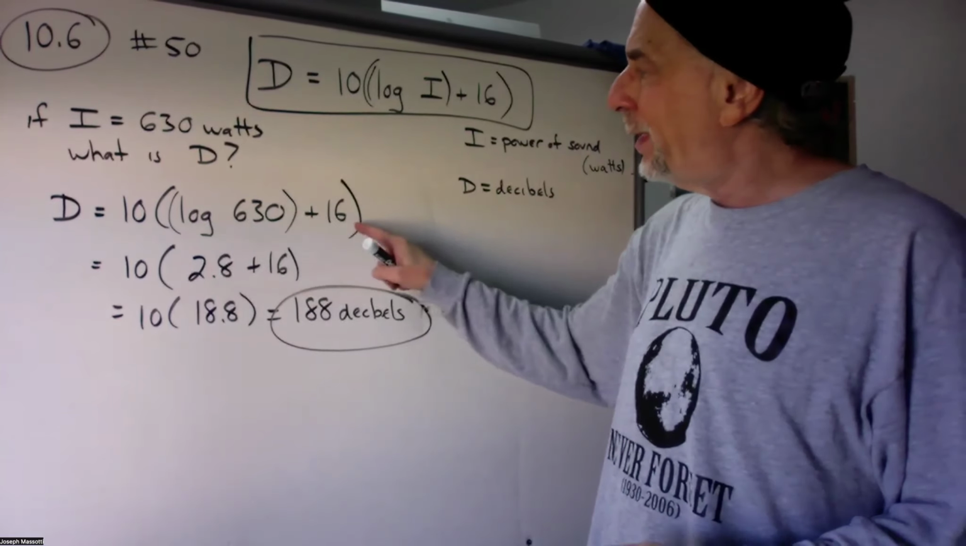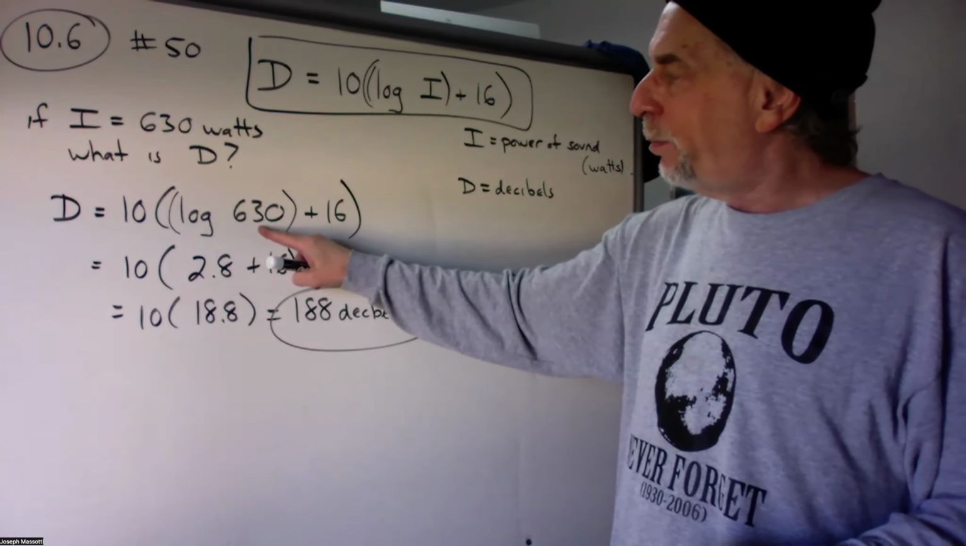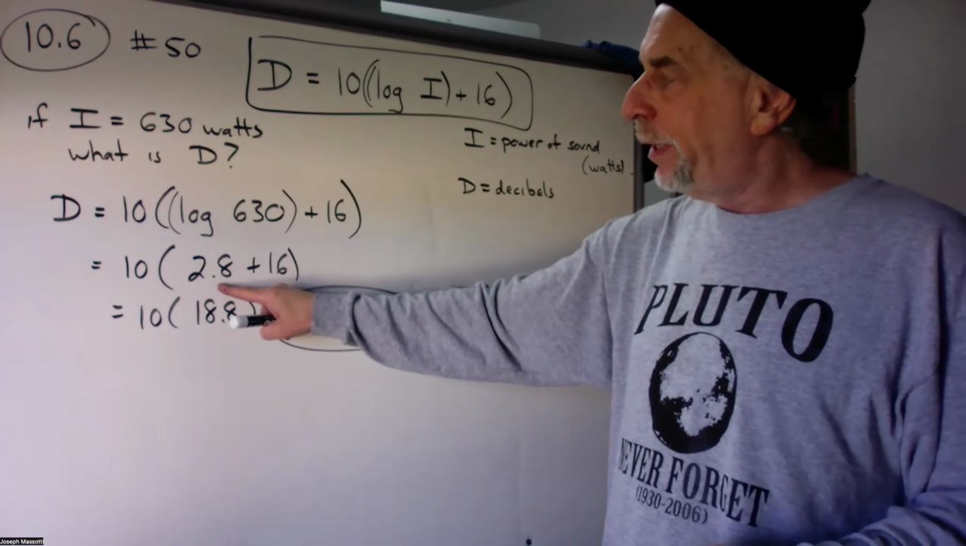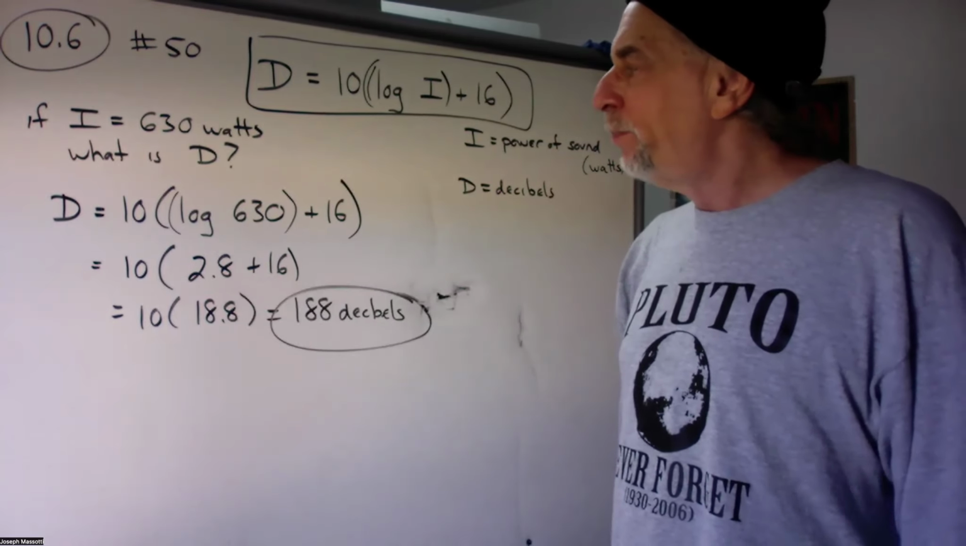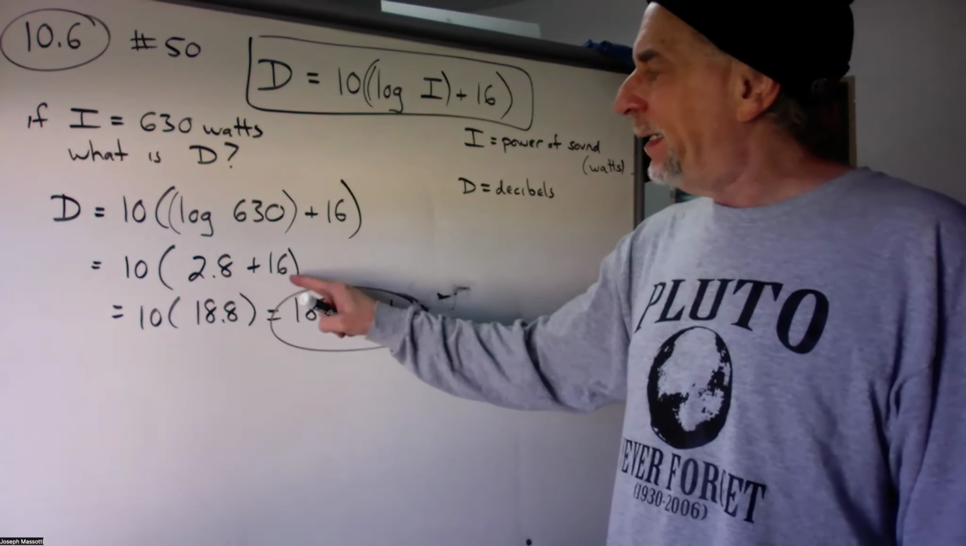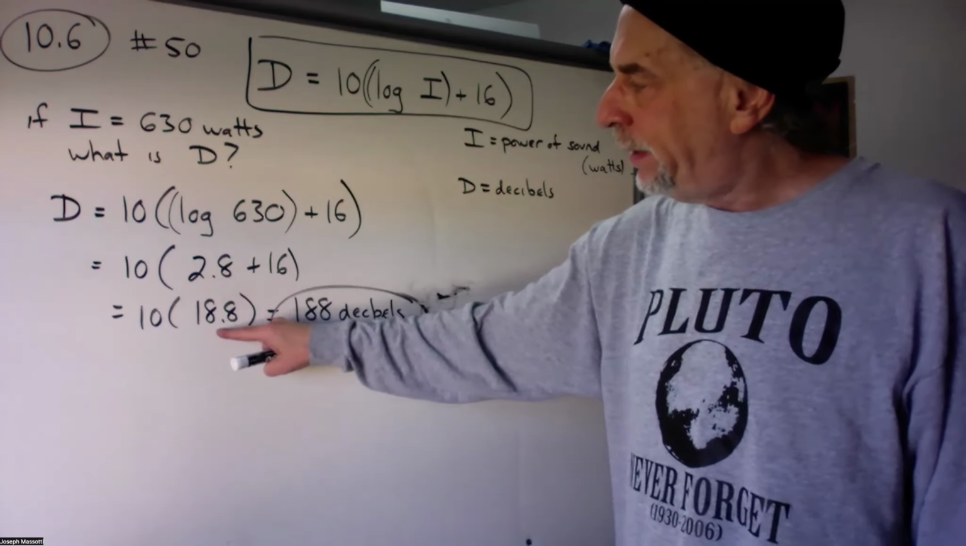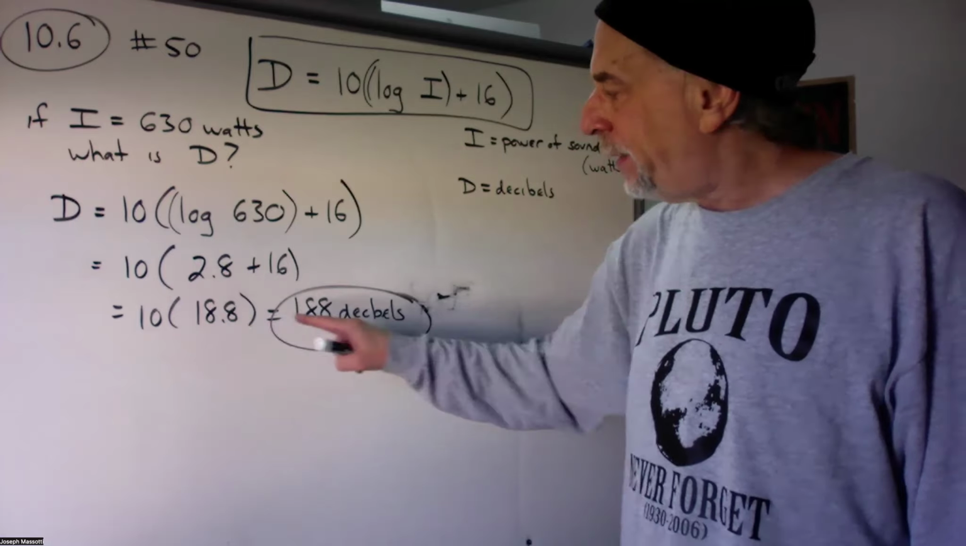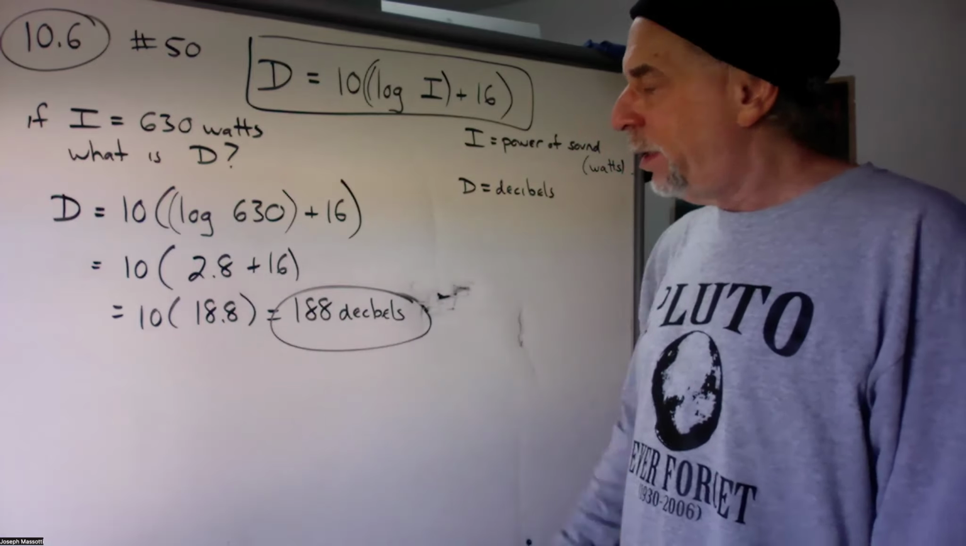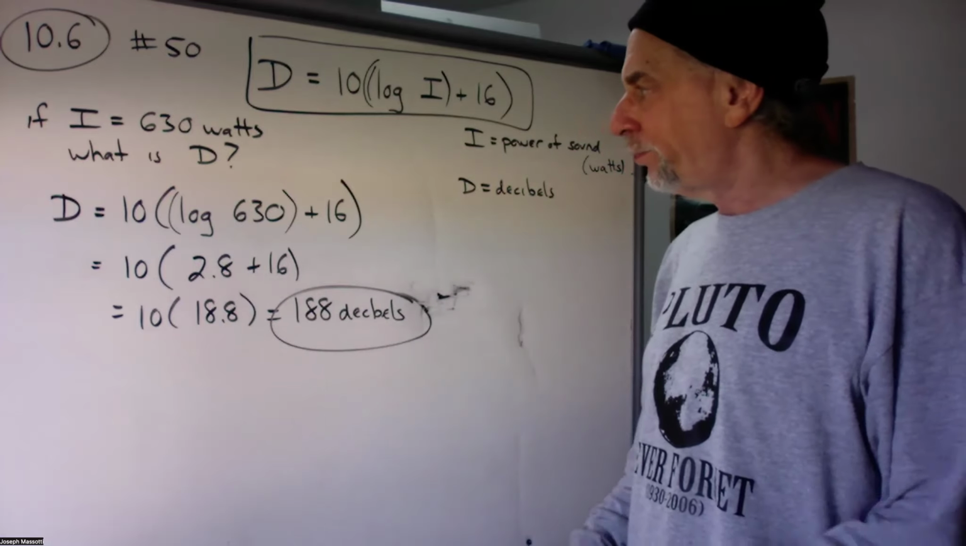So inside the parentheses, the log of 630, if you plug that into your calculator, you're going to get 2.8. And you're adding 16 to that. So inside the parentheses, you're getting 18.8. You're multiplying that by 10, and you get your answer of 188 decibels.